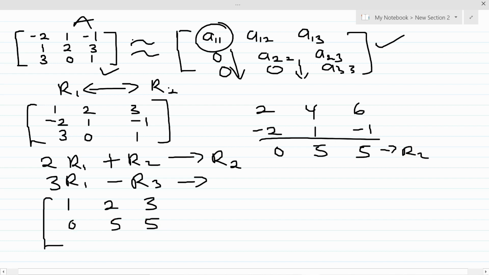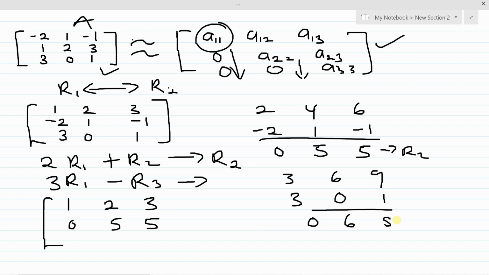You want to make sure that the down part of 1 is 0. That's why we did that. Now 3 times row 1 will give me what? 3 times 1 is 3, 3 times 2 is 6, 3 times 3 is 9. Now I have to subtract row 3 from it. If I subtract, I'll get 0, 6, then what? 9 minus 1 is what? 8. So I get 0, 6, 8. This is very simple, right?